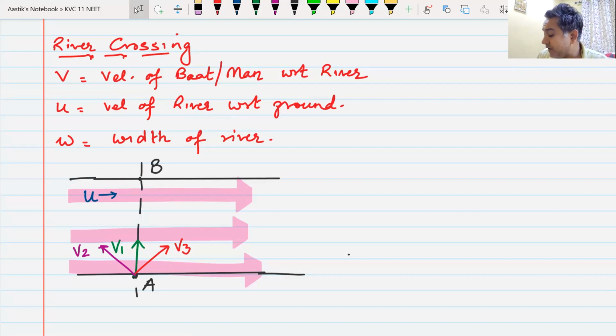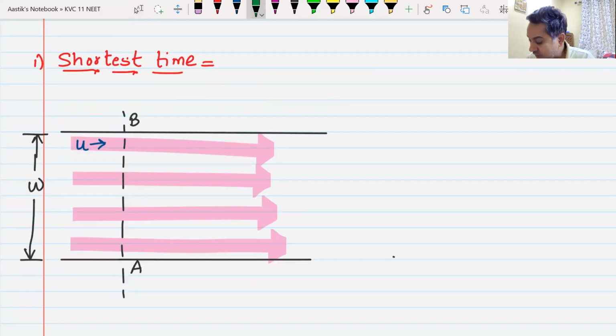He should move perpendicular to the river flow. Case number 1. So that is how he should move. His velocity, the velocity of man with respect to river, should be perpendicular. So if he has to cross the river in the shortest time, his velocity should be perpendicular to the river velocity. So what happens? He swims like this.